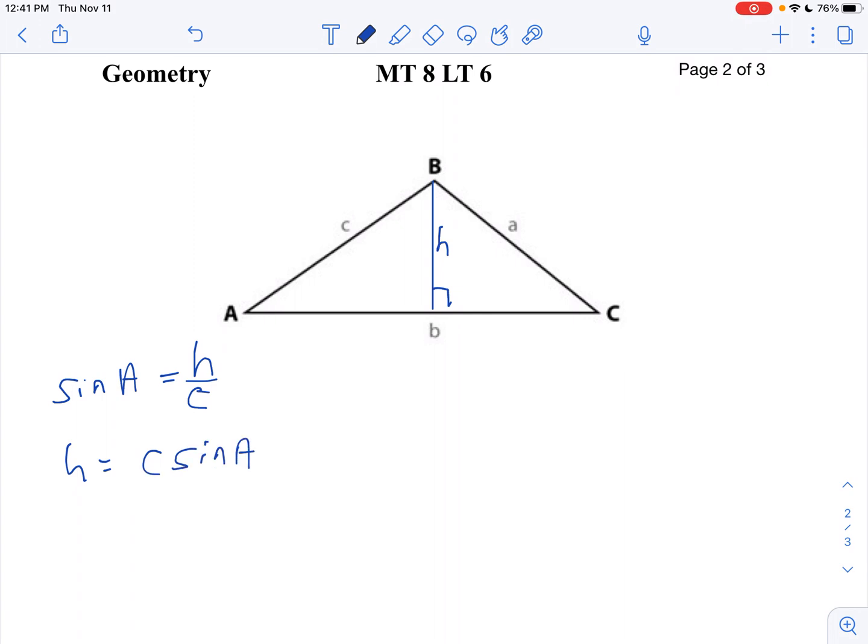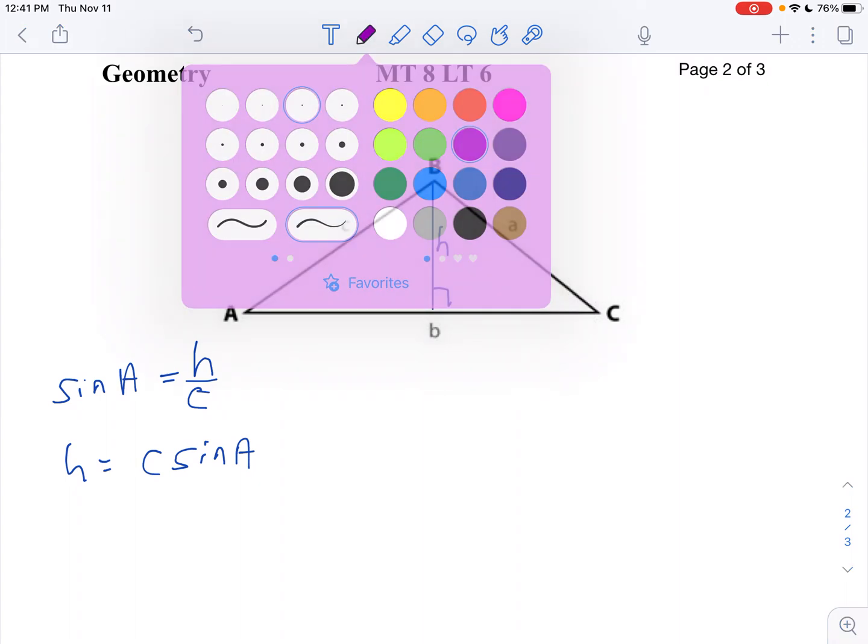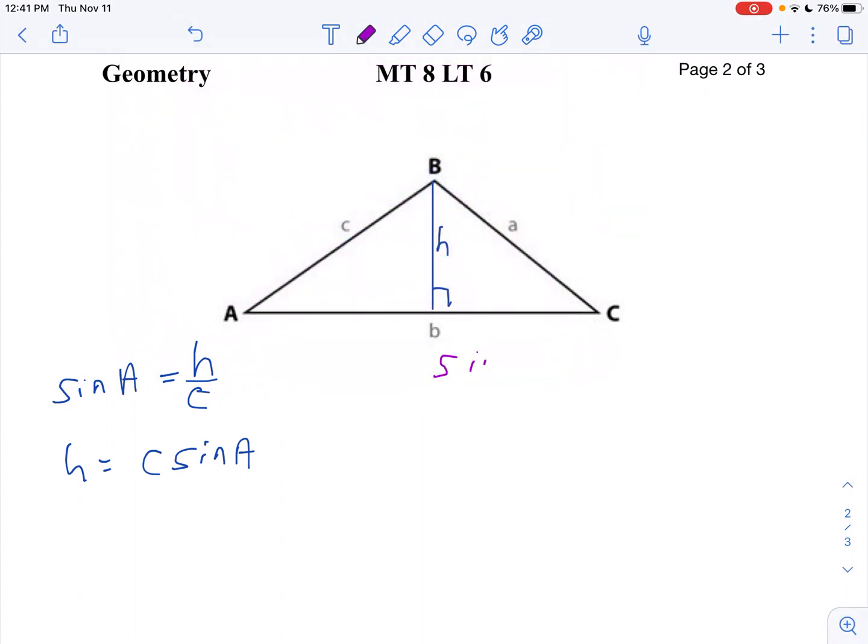I'll do the same thing for angle C. I'll say, okay, the sine of angle C equals h over a. So h equals a sine C. In other words, since they're both h, I can use substitution. Instead of writing h, I'm going to say c sine A equals a sine C.